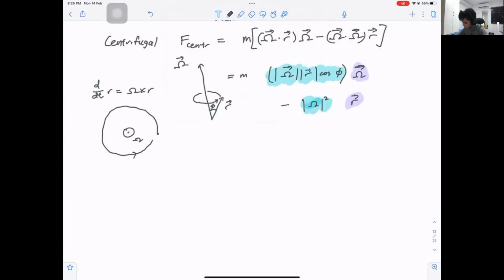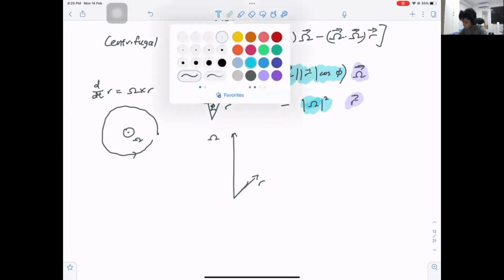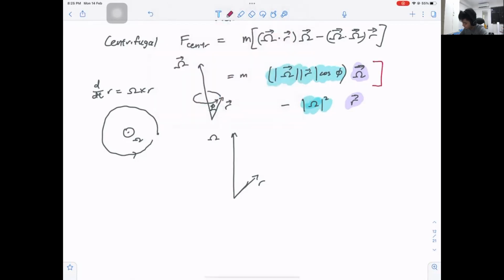So if we draw a diagram for what's happening over here, let's say we have omega like this, and your r in this direction. Let's draw a little bit longer r. So the length of omega times length of r cosine phi in the omega direction. The first term, which I will denote in red, is going to be something like this. Let's just call it 1. Then your second term, I'll change the color, is going to be in a minus r direction. So it's going to be something like this.